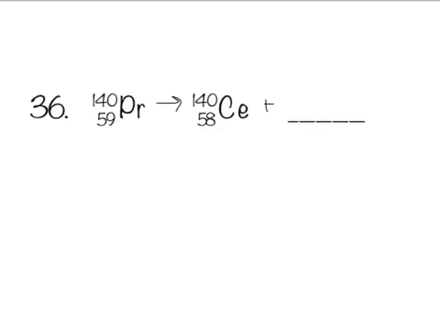Alright, in this example we have praseodymium undergoing some kind of radioactive decay. Okay, so I have 140 and 140, so 0 is going to be the mass of this particle. What number plus 58 is 59? Positive 1. We didn't really talk about this type, but this is called a positron. Basically what a positron is, it is a positively charged electron. It's a proton without any mass. So, positron emission, sometimes referred to as electron capture.